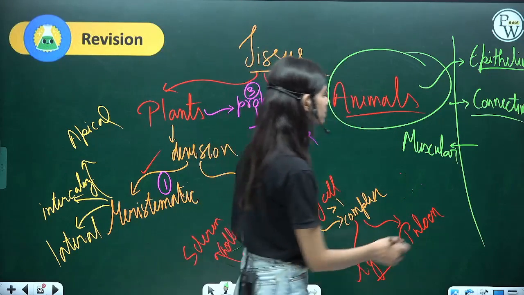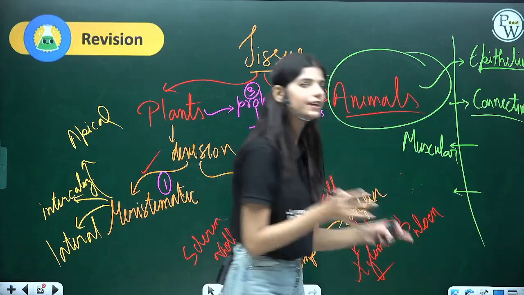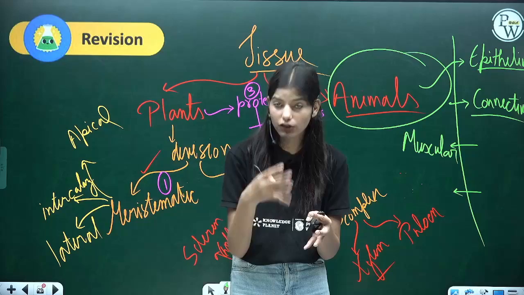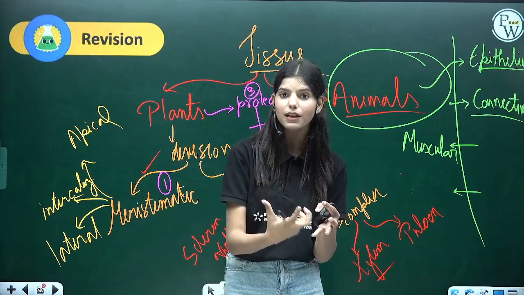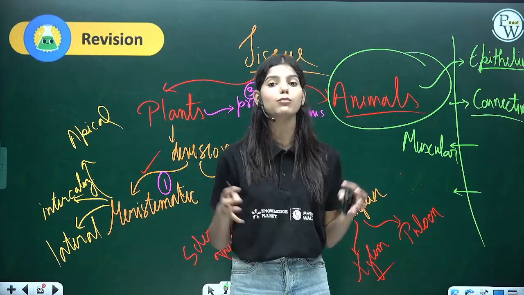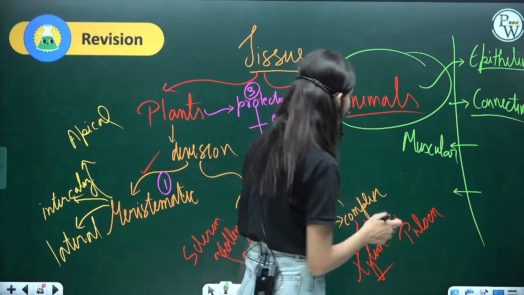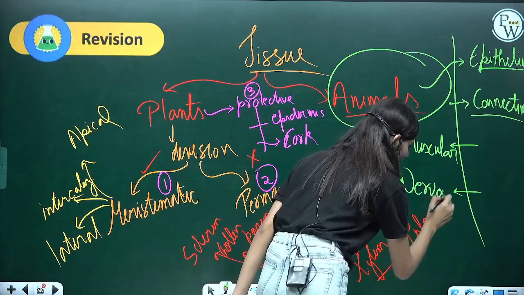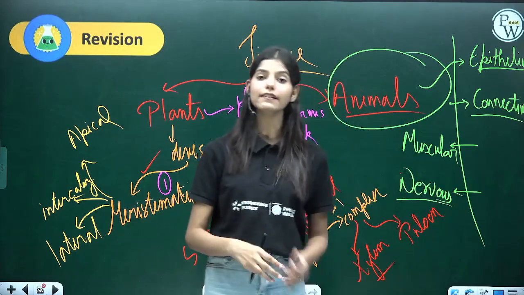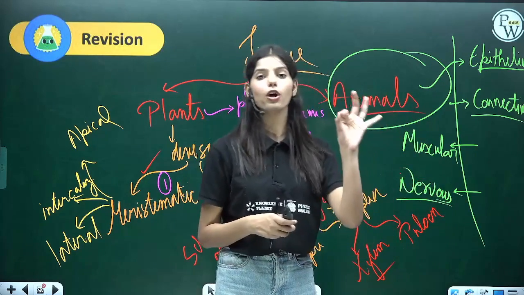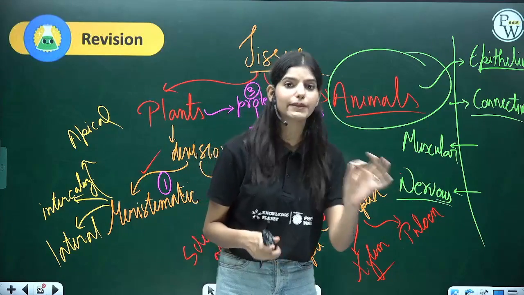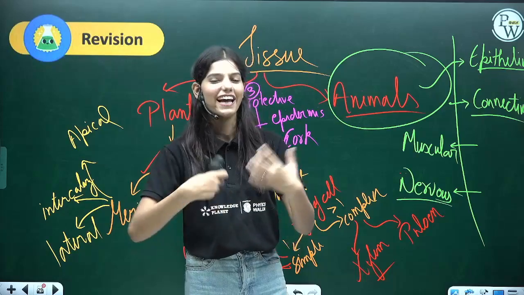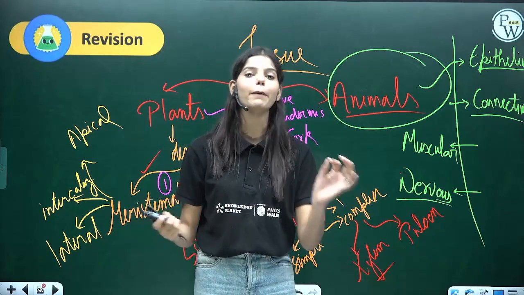Then we also learned that we have one more very important tissue, and it is helping us in sensing the stimulus, in transporting the signal, and in moving our muscles, right? So we have nervous tissue, and the cells of nervous tissue are called nerve cells, or you can call them neurons, but not the nerve, because a nerve is nothing but a bunch of nerve cells, right? Because it is helping us in transporting the nerve impulses.